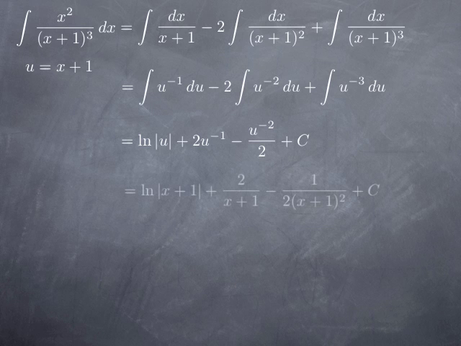And of course, u was x plus 1, so we obtain as an antiderivative of x squared over x plus 1 cubed: natural log of absolute value of x plus 1, plus 2 over x plus 1, minus 1 over 2 times x plus 1 squared, all this up to a constant.